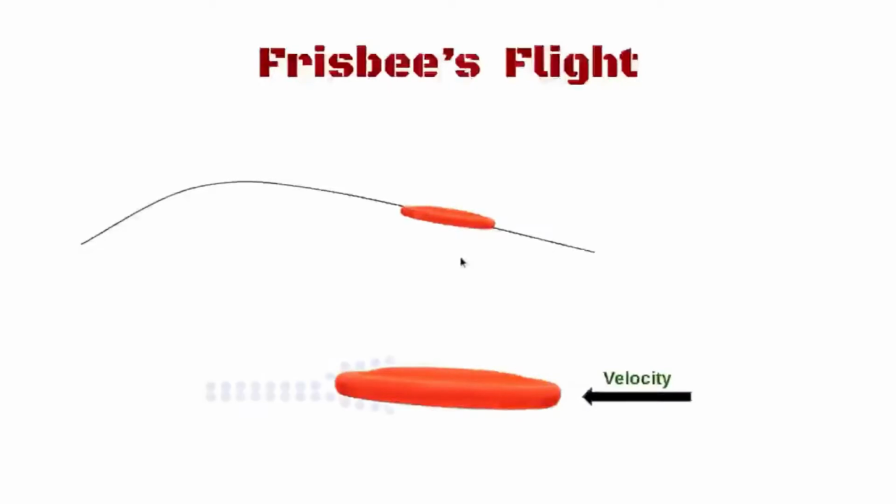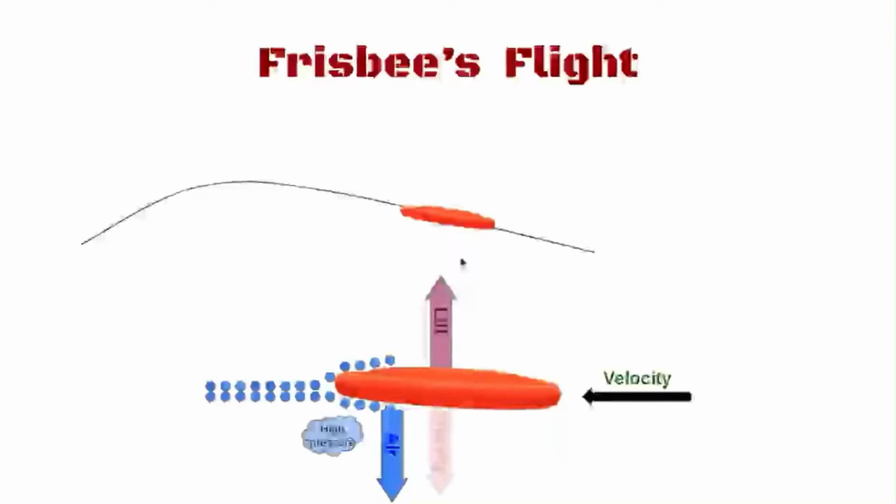When launched, a Frisbee's curved top has air particles flow over it faster than the flat bottom. This creates higher air pressure below the Frisbee, so the Frisbee is pushing more air downward than up, creating an overall up force. Newton's third law of motion states that for every action, there's an equal and opposite reaction. This means that the force applied down on the air by the Frisbee pushes up on the Frisbee, called lift.